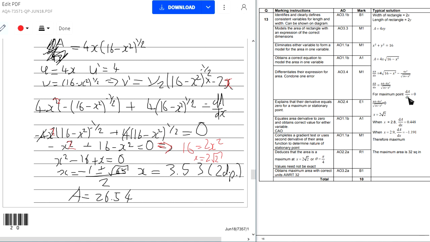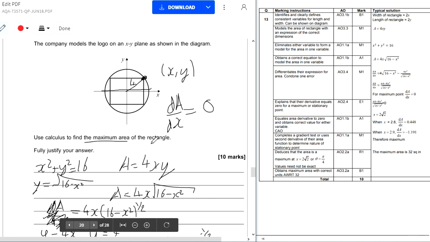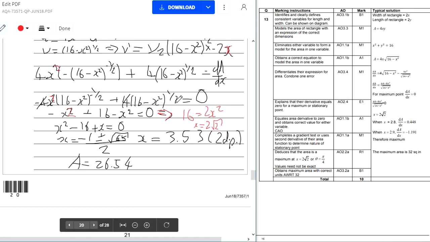Which is what they've got here. And then you've got to justify that it's the maximum, which I didn't really do, although I did talk about it. I don't know why I didn't. But the way they've done it in here is they've taken a value just below that value and a value just above that value to show the change of sign.